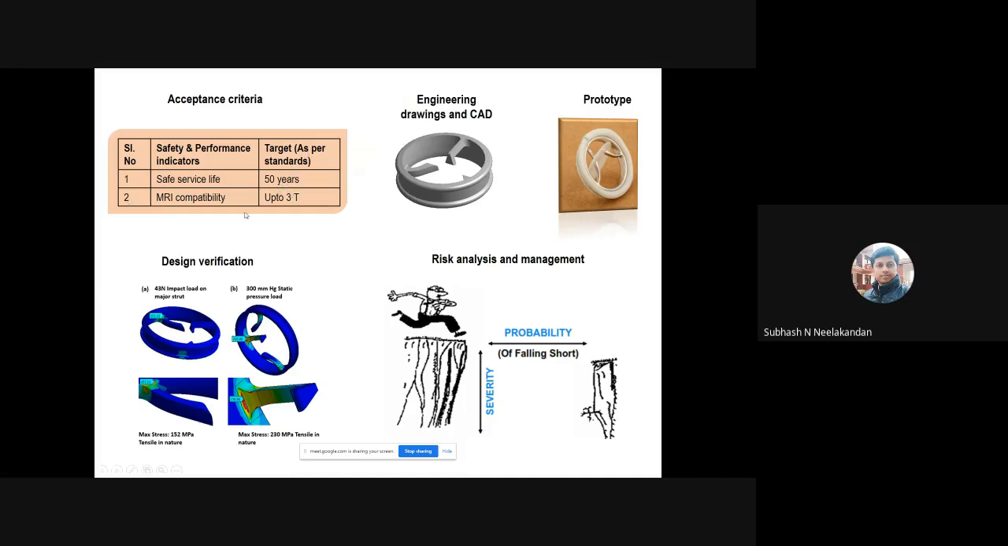Similarly, for MRI compatibility, a target criterion should be up to 3 Tesla of magnetic field. The device should not produce any image artifacts, any movement from its location, or any heating issue. So these numbers and acceptance criteria should be clear at the design stage itself, or else we will be developing something for which we don't know the safe limit. So acceptance criteria is the number one design output.